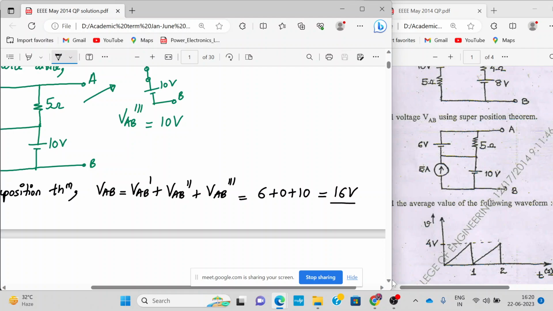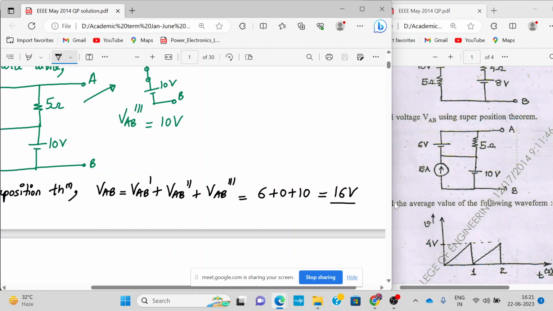Understood how the superposition theorem works, everyone? And the concept of parallel: anything with a short circuit becomes redundant. All right, everyone. Yes, sir.